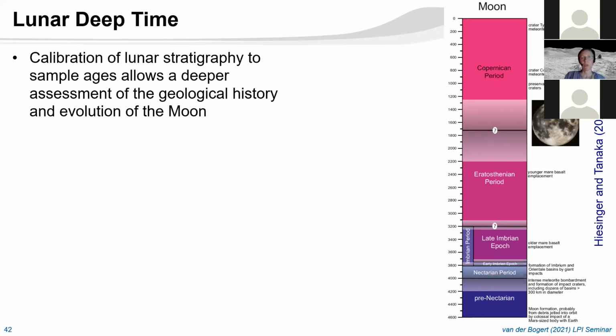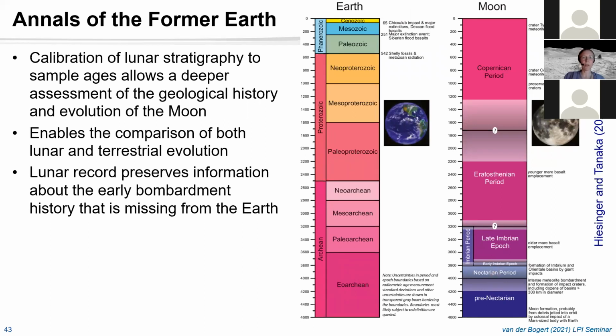But then we can take it a step farther and coin another term off of John McPhee. He had Annals of the Former World. Here we have Annals of the Former Earth, because we can now compare the lunar deep time directly with the Earth deep time, with this entire geologic history. And it enables the comparison then of both terrestrial and lunar evolution, because of course they are linked. And the really important part of this is that the moon preserves the early history of the Earth-Moon system, which has been largely erased on the Earth due to water and plate tectonics, and of course, vegetation and things like that. And so the moon is really the history book for the early terrestrial history here.